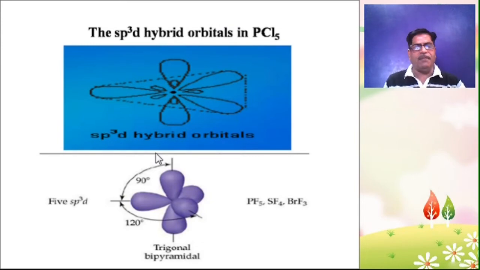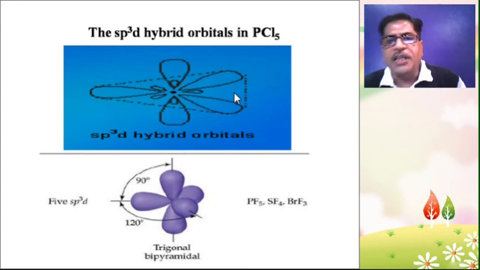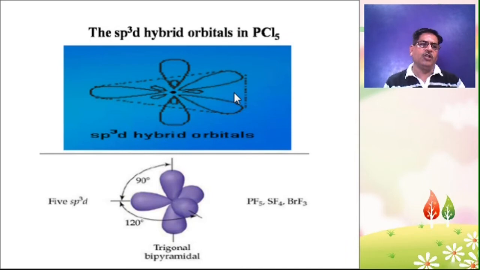The axial Cl-P-Cl bond is longer than the equatorial bond. So here there are two types of bonds, equatorial and axial, and both are different in the PCl5 molecule. This type of asymmetry gives rise to two types of ions in solid PCl5. They are PCl4 plus 1 and PCl6 minus 1, which are tetrahedral and octahedral respectively.